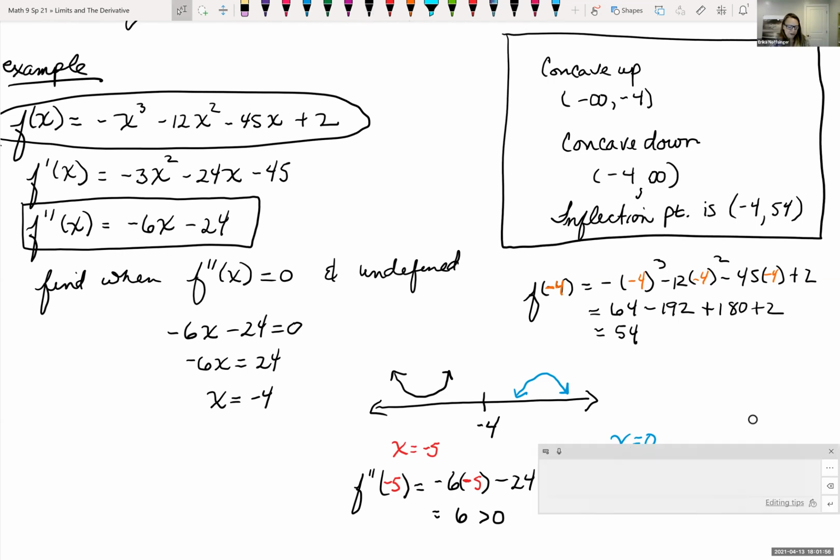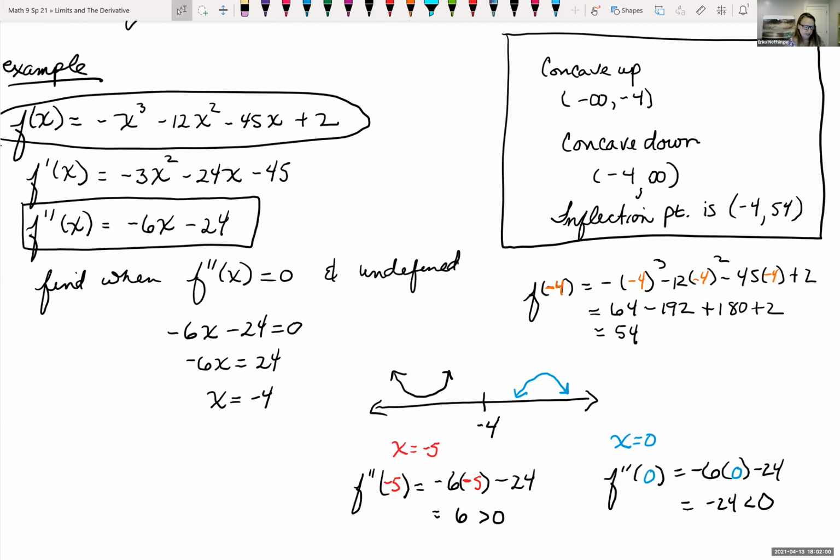So this is pretty similar to finding where our function was increasing and decreasing. Instead of looking at the first derivative, finding when those are 0 or undefined, we're looking at the second derivative and finding where those are 0 or undefined. And then we're plugging them back, checking intervals and plugging it back into the second derivative. When we're finding increasing, decreasing, we're plugging it back into the first.